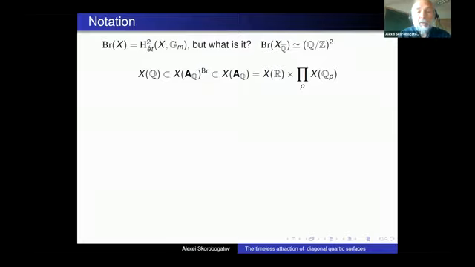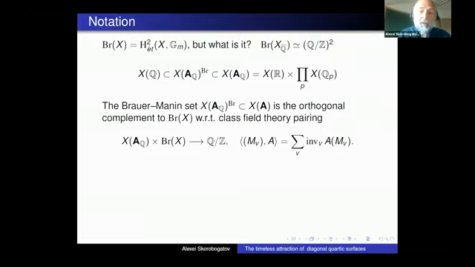The diagonal image of rational points is contained in what we now call the Brauer-Manin set, which is defined as follows. There is a pairing of adelic points on our variety X with the Brauer group of X. An adelic point is a collection of local points. If you have an element of the Brauer group of X, you can evaluate this element at any point, and this gives you an element of the Brauer group of a local field.